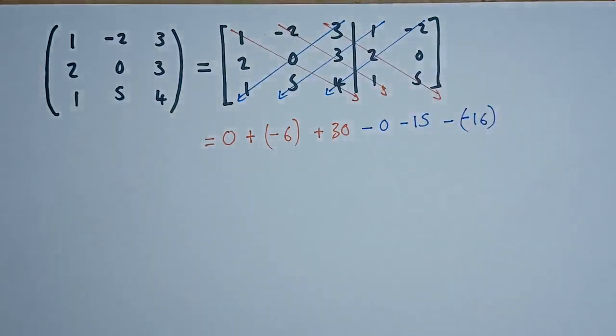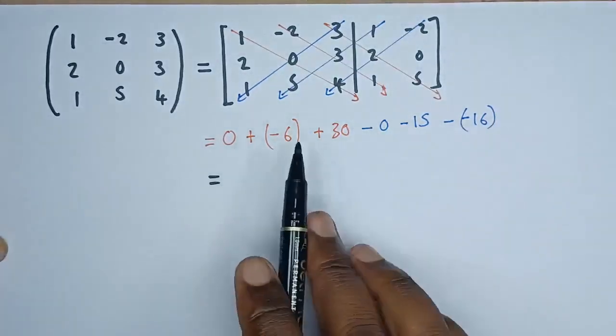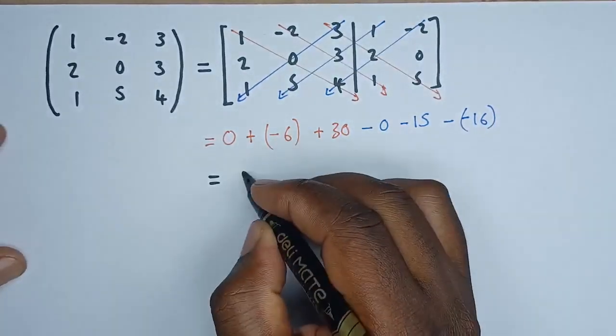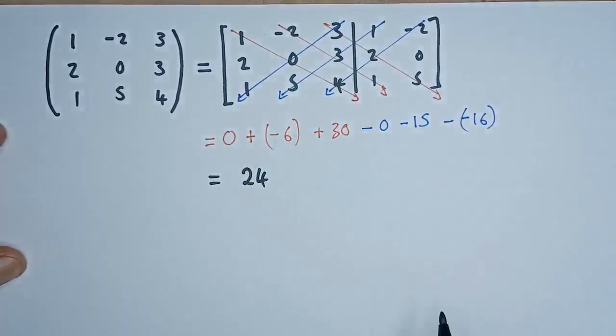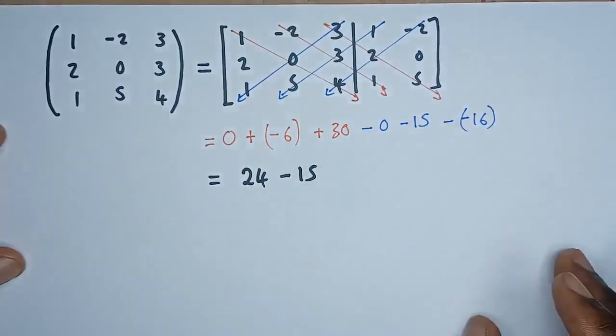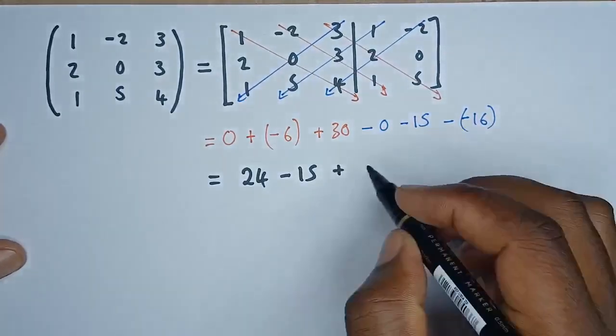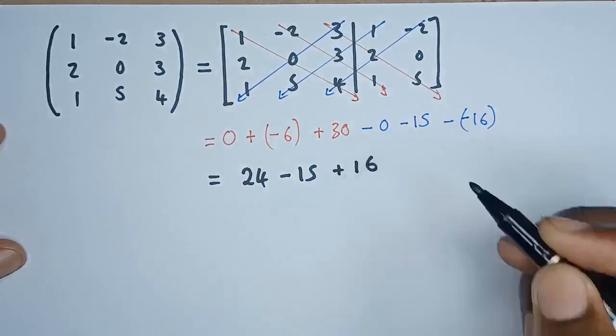So having done that now, let's just compute these values that we have. So negative 6 plus 30 will just give us a 24. Then here we have negative 15. The 0 goes. Here we have a positive 16, like that.